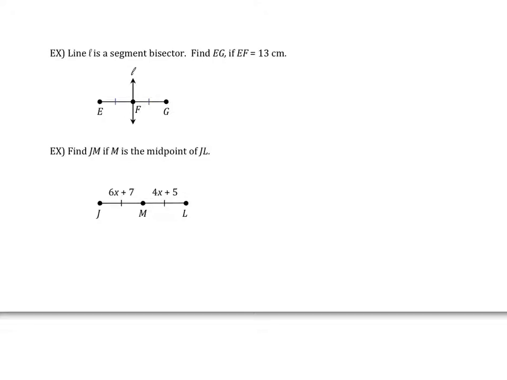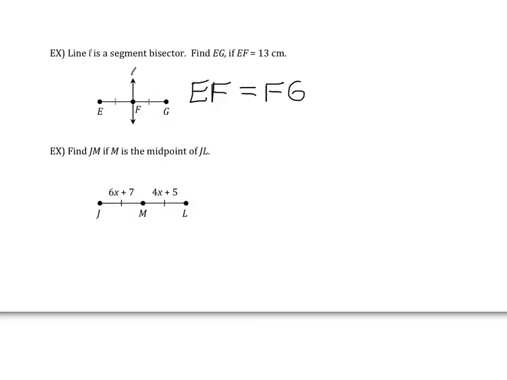Now we have a line. Line L is a segment bisector. We're going to find EG if EF equals 13 centimeters. So we know that EF equals EG because L is cutting it in half. Bisecting means it's cutting it exactly in half. So we can write the segment equality statement: the measure of EF equals the measure of FG.